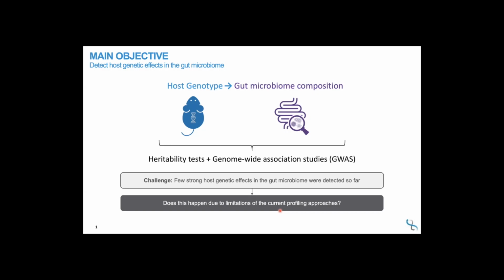However, very few strong genetic effects were detected so far in the gut microbiome. And when we talk about the gut microbiome composition, I'm talking about the relative abundances of different bacteria that live in this community. And because of these very few strong associations, we started to wonder whether this is actually a biological fact or if this is happening because of limitations of the current profiling approaches.